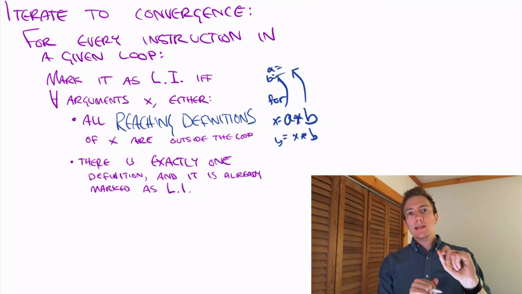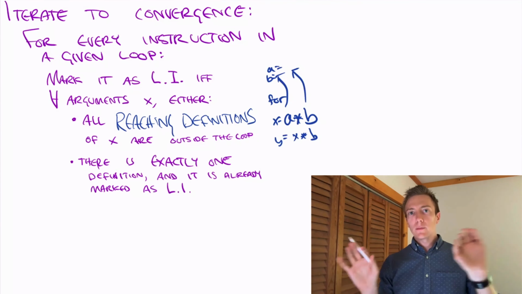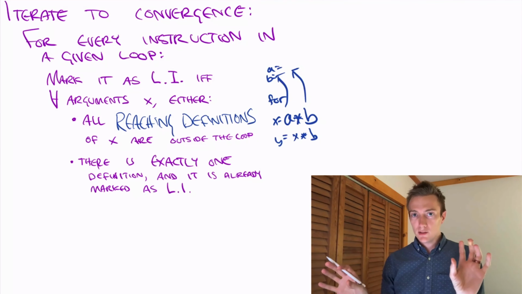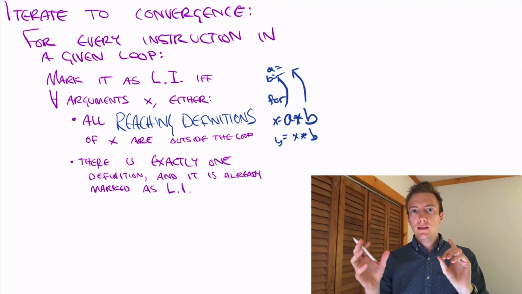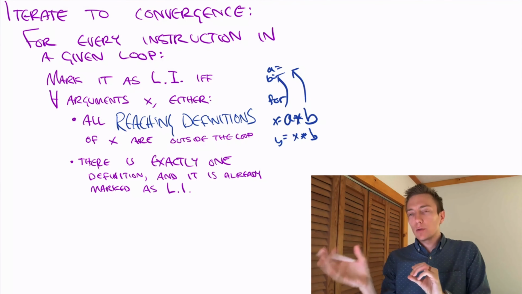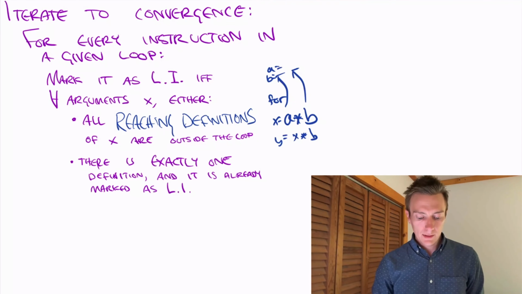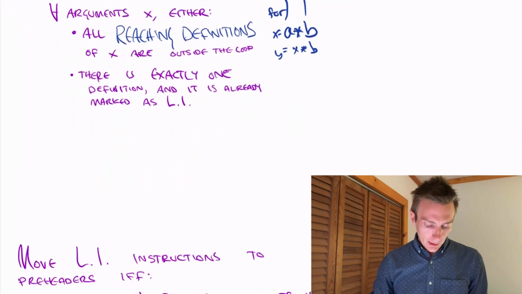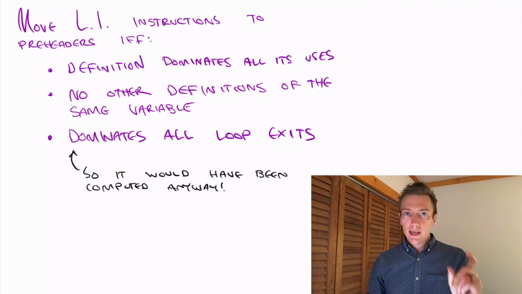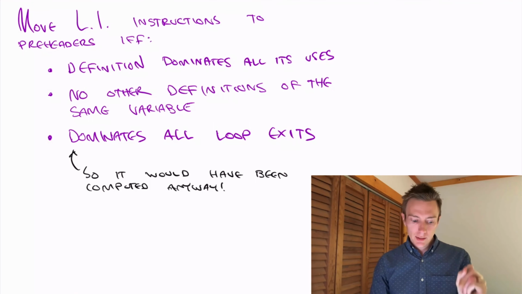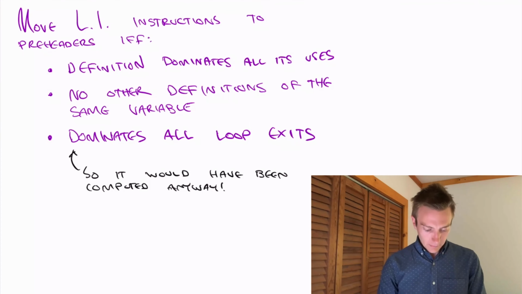However, the reason I asked you to split this off from deciding whether it's safe to move that instruction to the preheader is that there's a few more nuances that don't just have to do with this simple property of having computations whose answer only depends on variables from outside of the loop that don't change from iteration to iteration. So I have these criteria here for when it's okay to take a loop invariant instruction and to move it to the preheader.